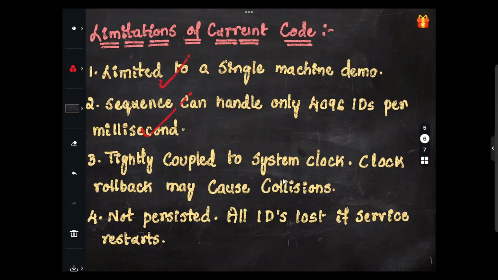Now it's tightly coupled to system clock, right? So clock rollback may cause collisions. We know this one. Yep. So this is also fine. And the final one is it's not persisted. Not persisted in the sense all IDs will be lost if the service restarts, right? So this is fine.